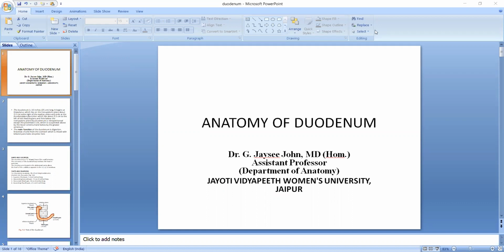So today we will discuss the anatomy of the duodenum. We will cover this in different sections. First we will discuss the parts of the duodenum and its relations, then the interior of the duodenum, then the vasculature of the duodenum, and all other things.